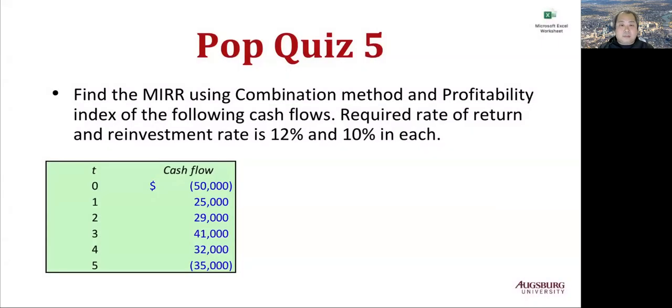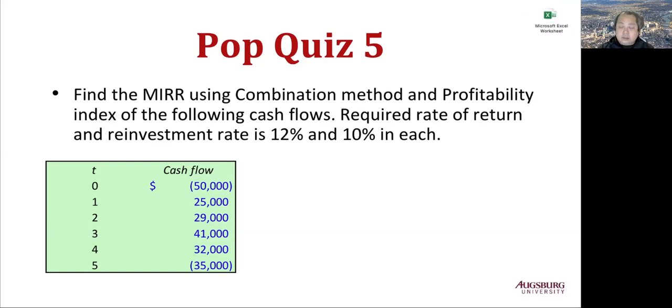Pop quiz 5. Find MIRR using the combination method and the profitability index of the following cash flows. Required rate of return is 12%. You can use the MIRR function of Excel if you want. Find that.